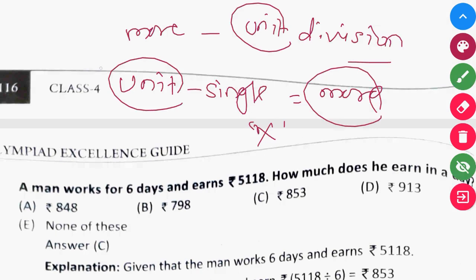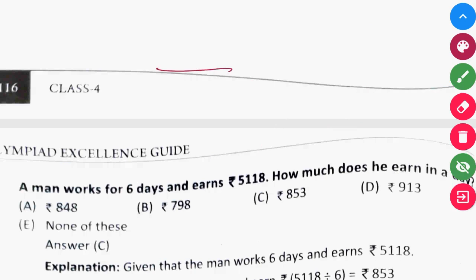So you know the earning of 6 days and you have to calculate the daily earning. So what you are going to do here is division. 5118 divided by 6. So in the 6 table, does 51 come? No. Then the nearer or lesser number to 51: 6 6s are 36, 6 7s are 42, 6 8s are 48. So 48 is subtracted from 51, 3 is the remainder, 1 will come down.